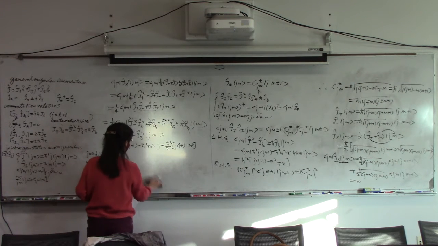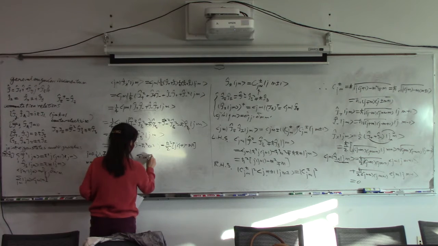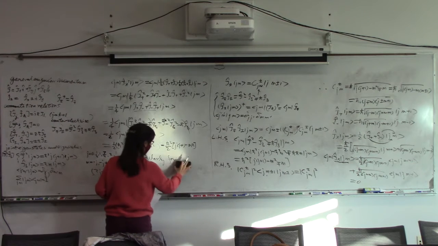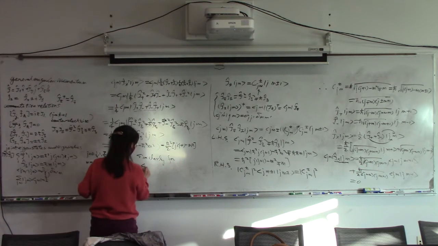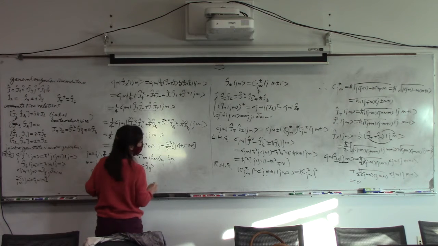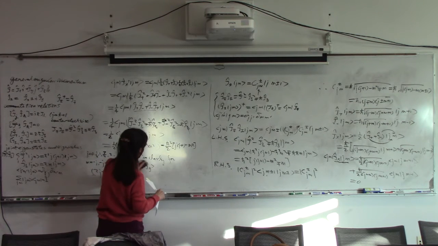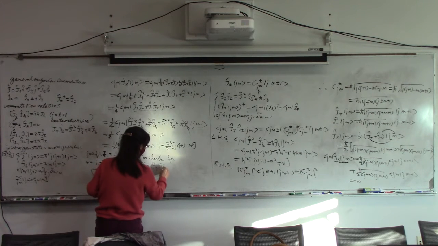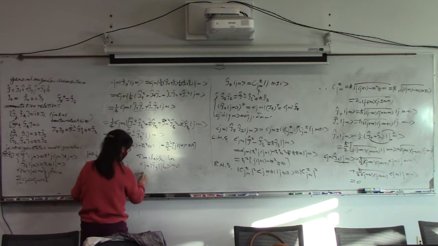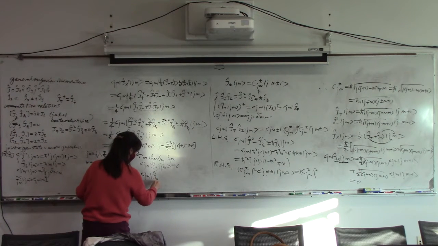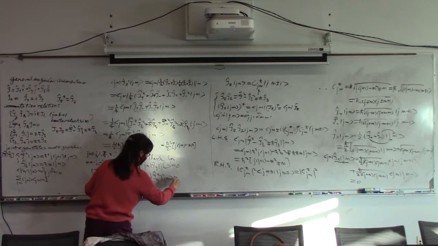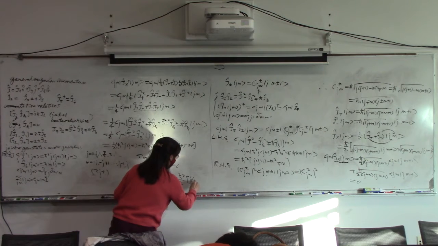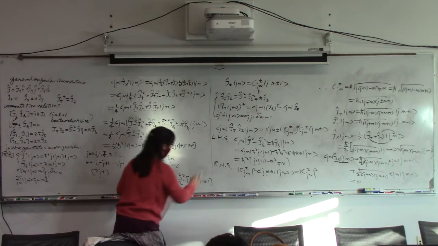Okay, similar for Jy. Yes, the expectation value of Jx and Jy equal to 0. I want you to double check yourself. Similar result, equal to the same thing. Check yourself.